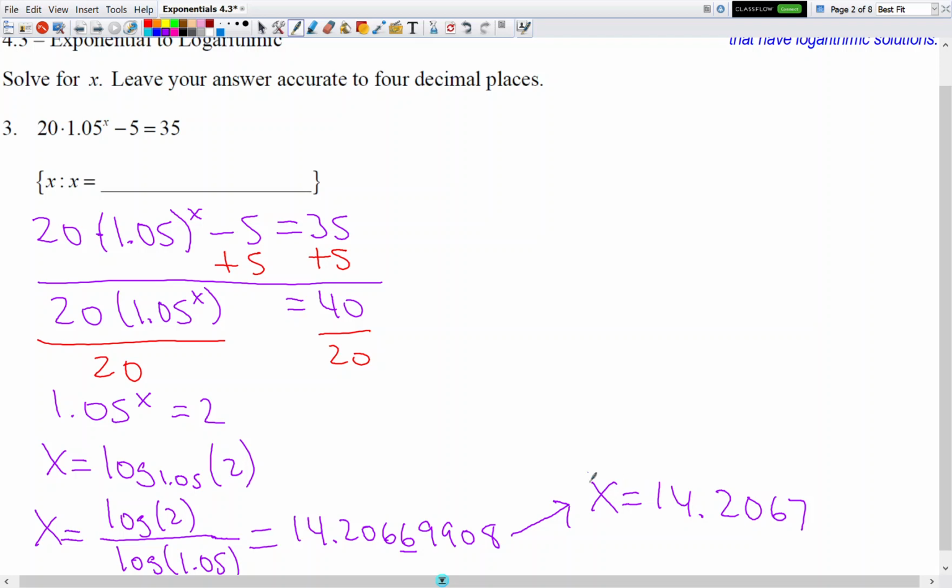14.2067. Okay, and like I said again, don't forget to round, because a lot of you guys are forgetting to round, and I'm having to write it in the comments the whole time, like, oh, that's not how you do things, people. So make sure you guys round. All right. So let's move on to the next one, number 4.